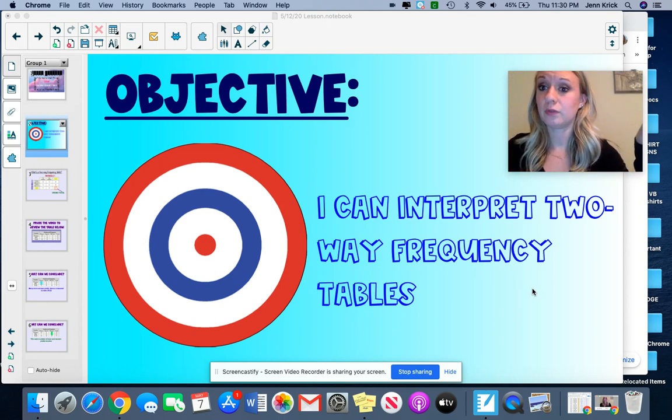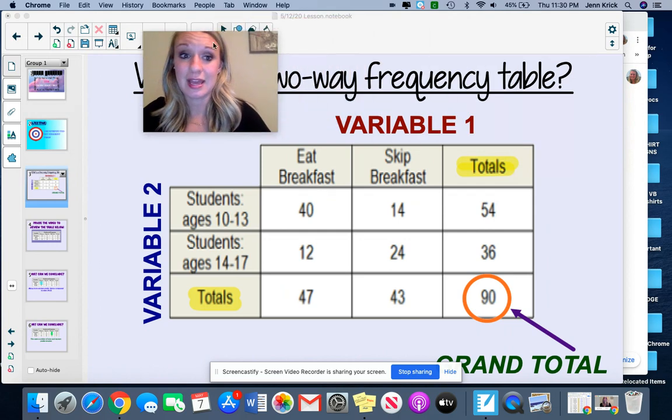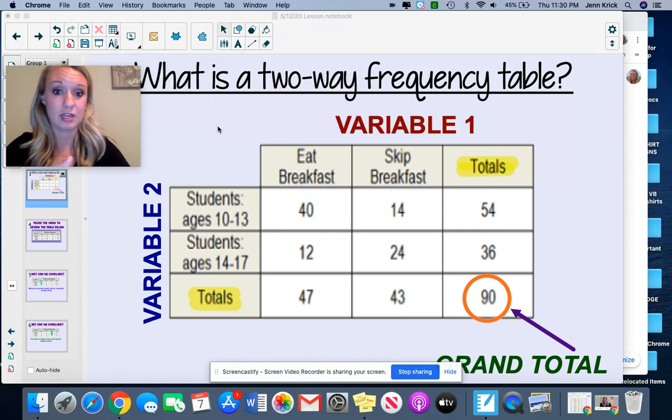Probably right now, what you're thinking in your head is, Mrs. Aban, what is a two-way frequency table? But don't you worry because I'm going to show you right now. So, a two-way frequency table looks exactly like this. You might want to pause the video and actually look at it, look at the labels, what does it look like, because otherwise it's going to go a little bit too fast for you.